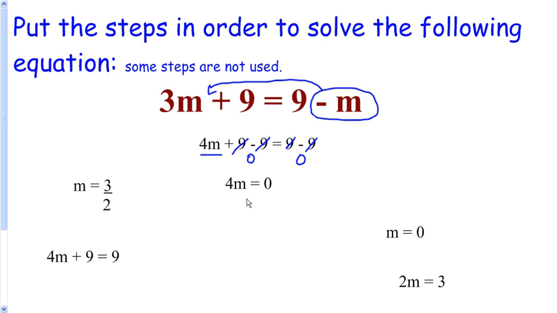Now we need to get rid of the 4. So we can do that by dividing both sides by 4. And so we can just get, finally, the last step: m is equal to 0.